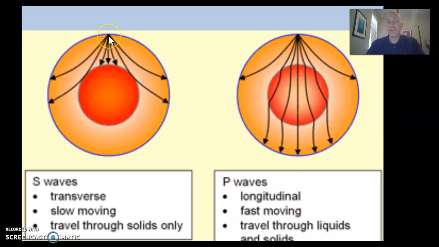But with that very same earthquake, you can't detect the S waves at this position right over here, because that would require that wave to go through a liquid material, and S waves can't go through a liquid material. So we've actually benefited from earthquakes in that we've been able to figure out a lot of what's on the inside of the earth by studying these different types of waves.